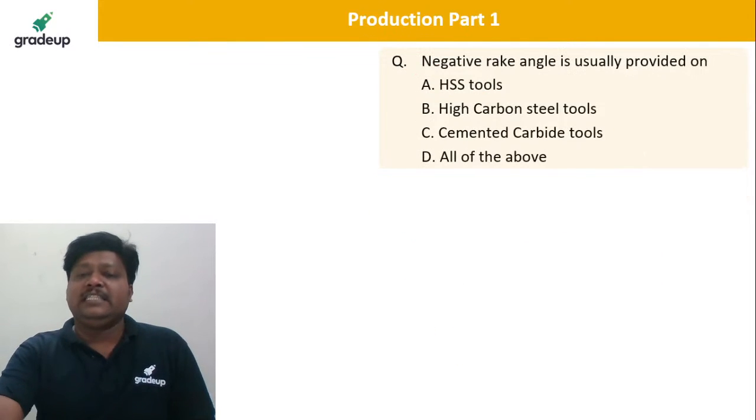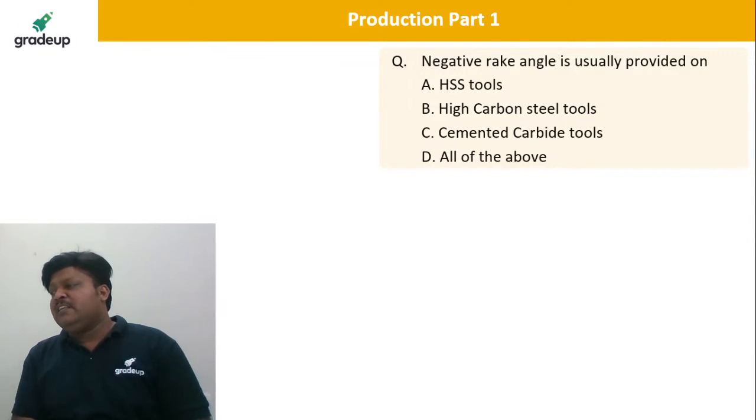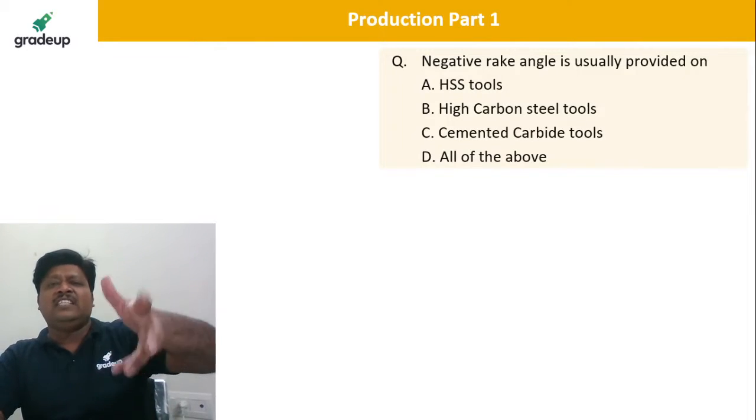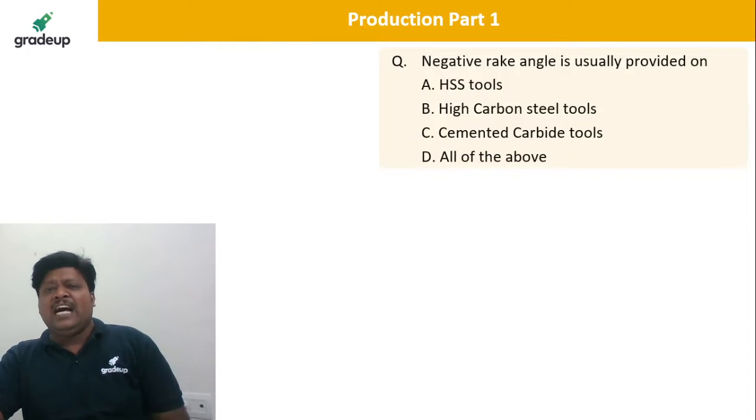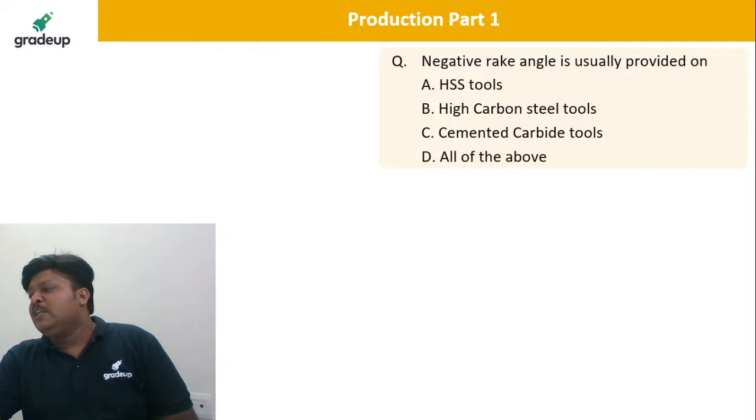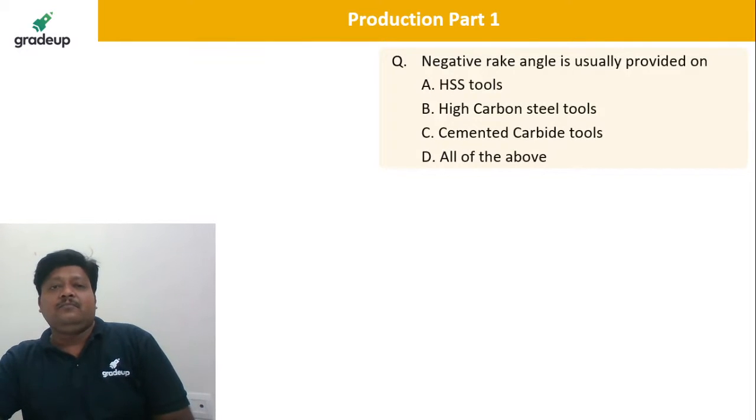Right, next. Negative rake angle is usually provided, I already told you. Carbide tools came into the picture during the Second World War, when Hitler realized that the diamond dies used in wire drawing industries were not so beneficial, and were very costly. To optimize that, carbide was invented. It was by the Germans only, please remember.